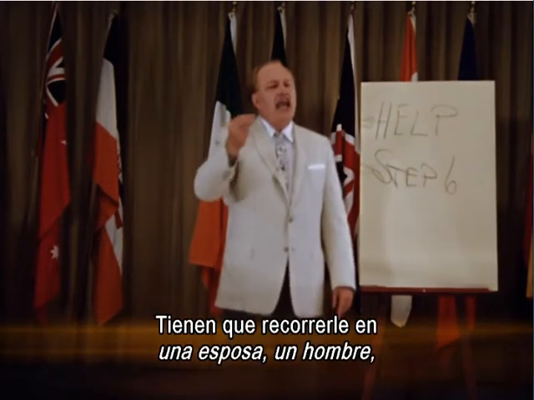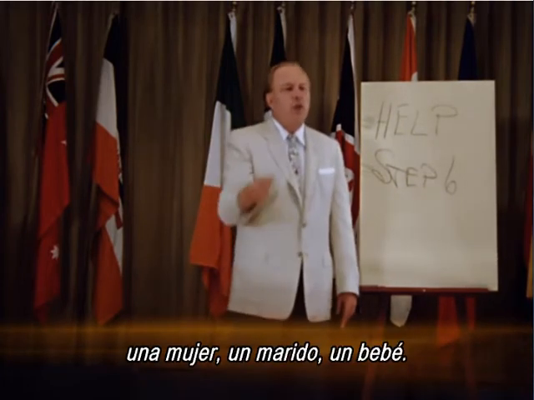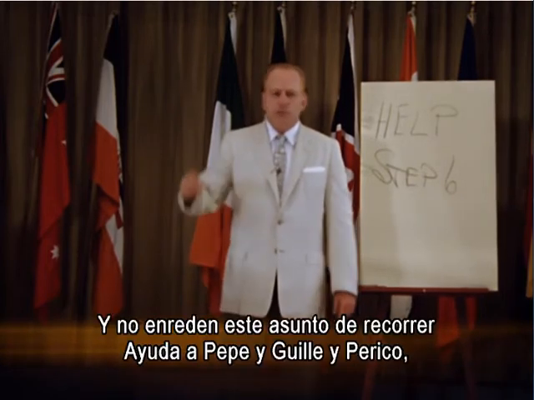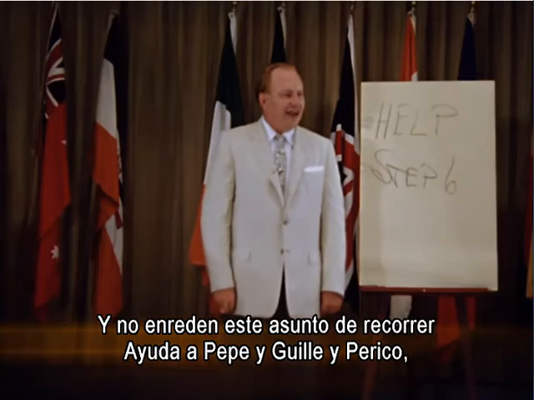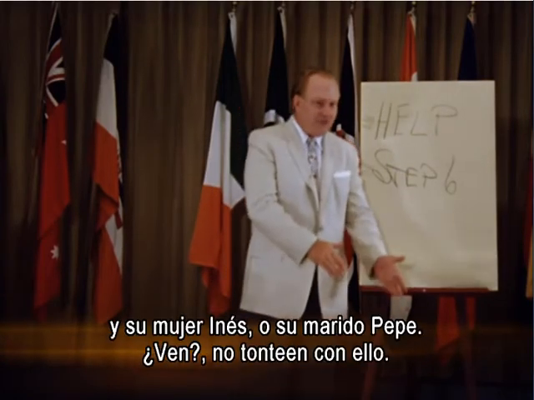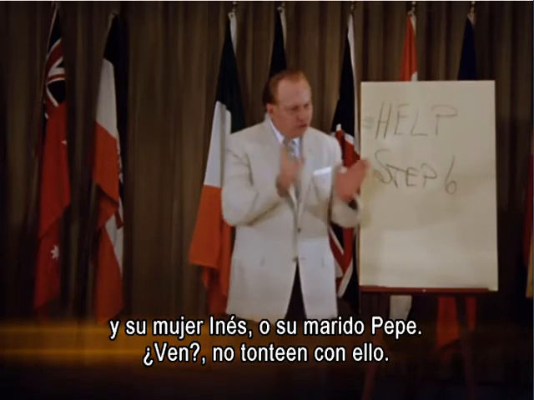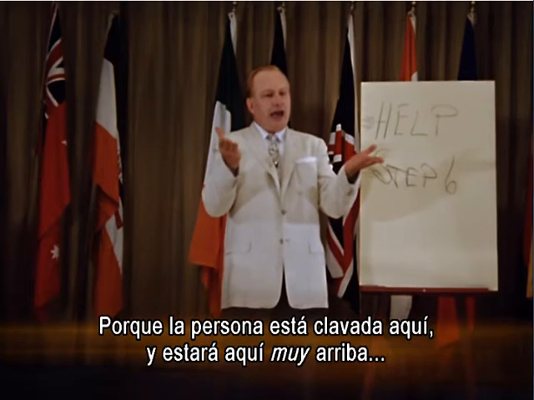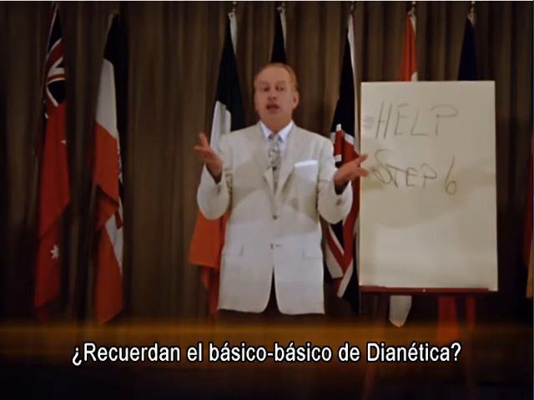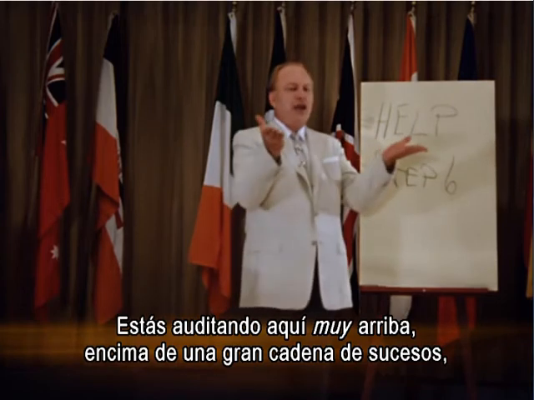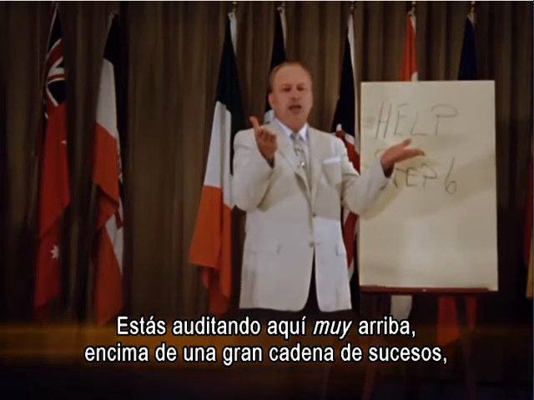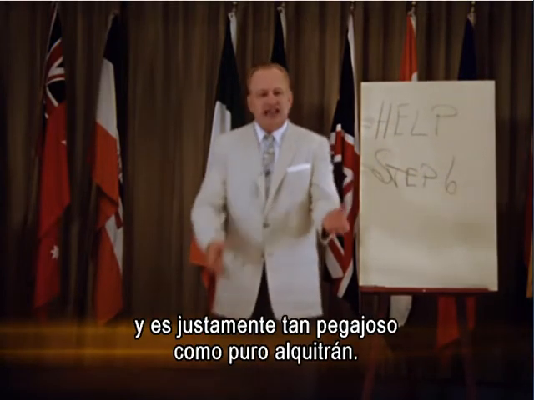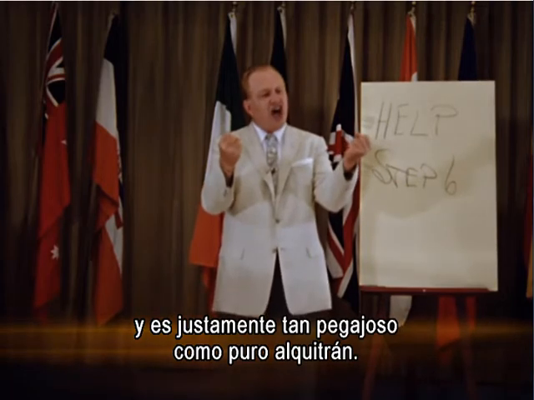You have to run help on a wife, a man, a woman, a husband, a baby. You don't mess around with this stuff. Run help on Joe and Bill and Pete and his wife Agnes or her husband Joe. See, just don't fool around with it. Because you've got the person pegged right here and he'll be way up here on top. Remember basic on old dynamic chains, huh? Well, you're auditing way up here on top of a tremendous chain of events which have experiences by the tens of thousands preceding it. And it's, boy, it's just as sticky as though it's in solid tar.